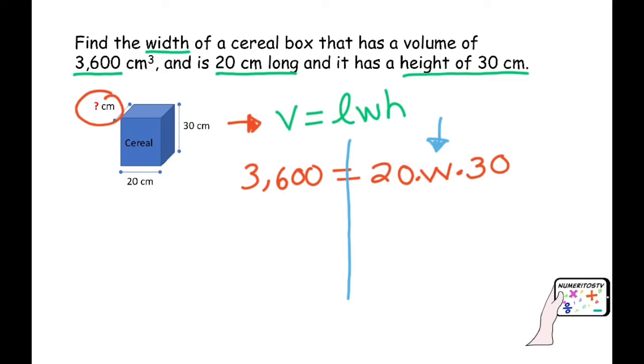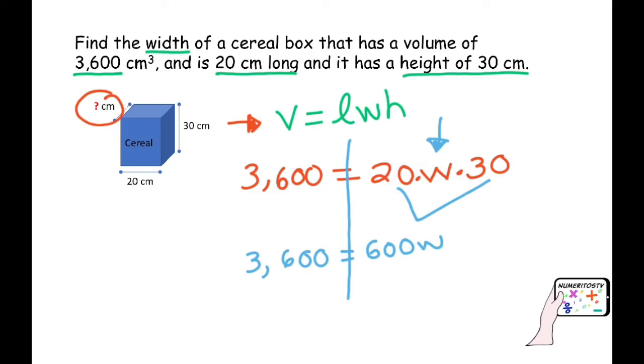So I need to isolate the variable W, but I can simplify this side first. So I can multiply 20 times 30 first. That will be 600W, or 600 times W, and on the other side of my equation I still have 3,600. Okay, my goal is to isolate W. I want to find the value of W.